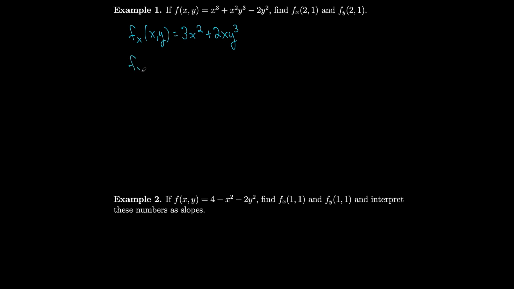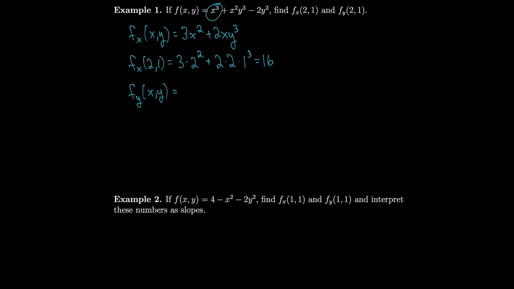So now let's plug in the point (2, 1). So we get 3 times 2 squared plus 2 times 2 times 1 cubed, which is 16. Okay, how about the partial derivative with respect to y? So now we'll pretend that x is constant.